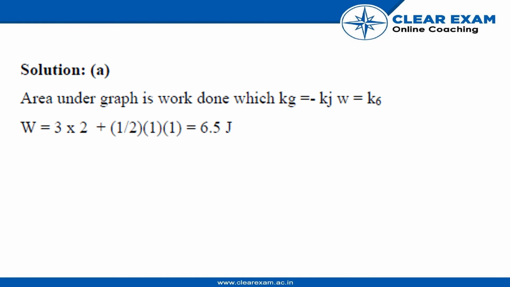The area under the graph of displacement of the particle is called work done. So the work done will come out to be 6.5 joules at x equal to 3 cm.